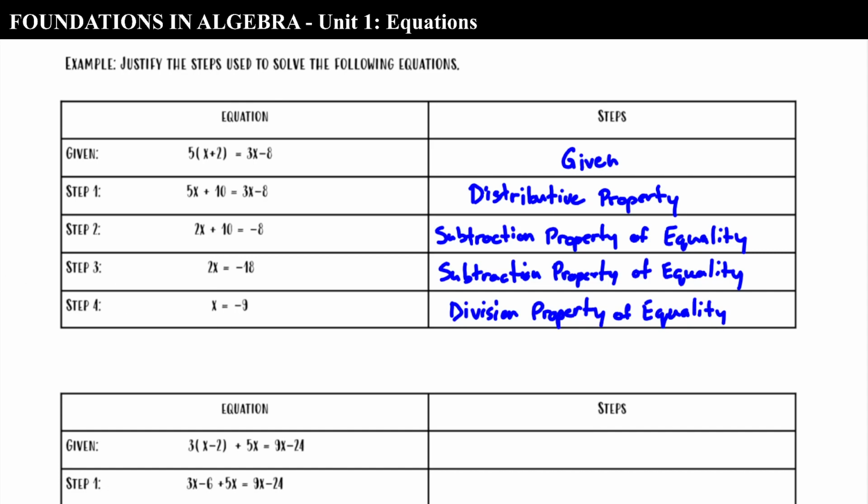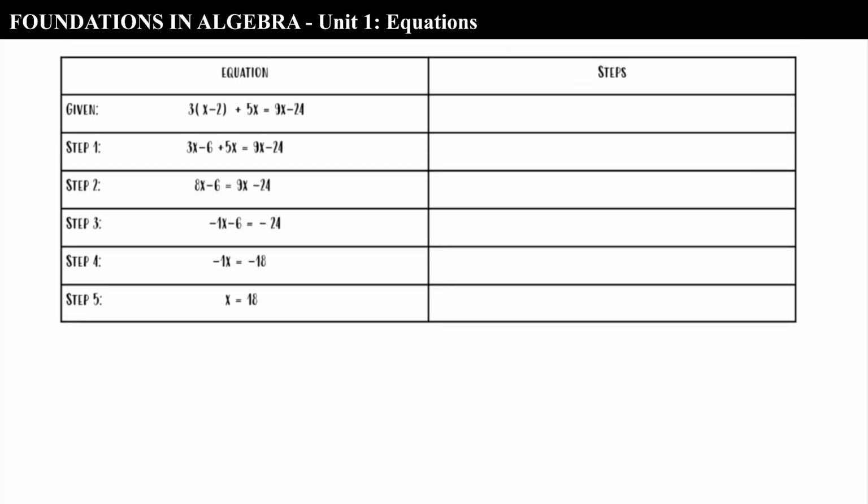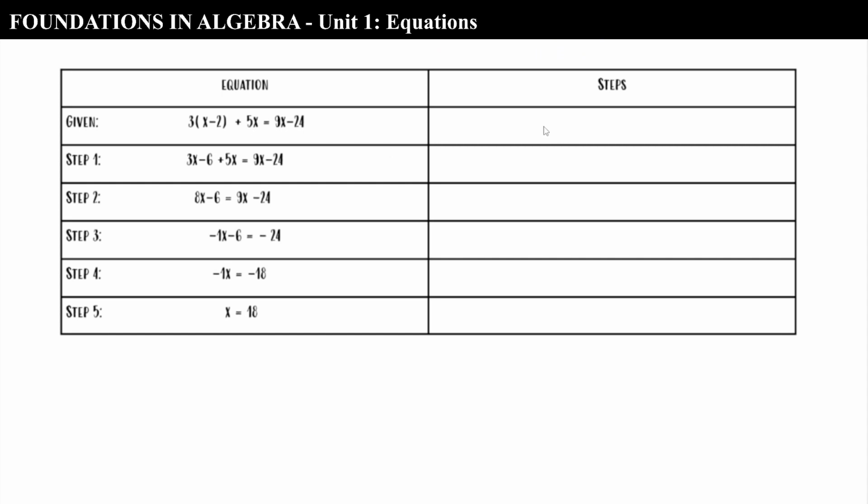Okay, so let's do another example. For this one, we start with our given, and to get to our next step, we distributed this 3 to the x and this 3 to the minus 2. So we use the distributive property here. Okay, and then we combine like terms. We combine the 3x and 5x on the left-hand side. So we combine like terms.